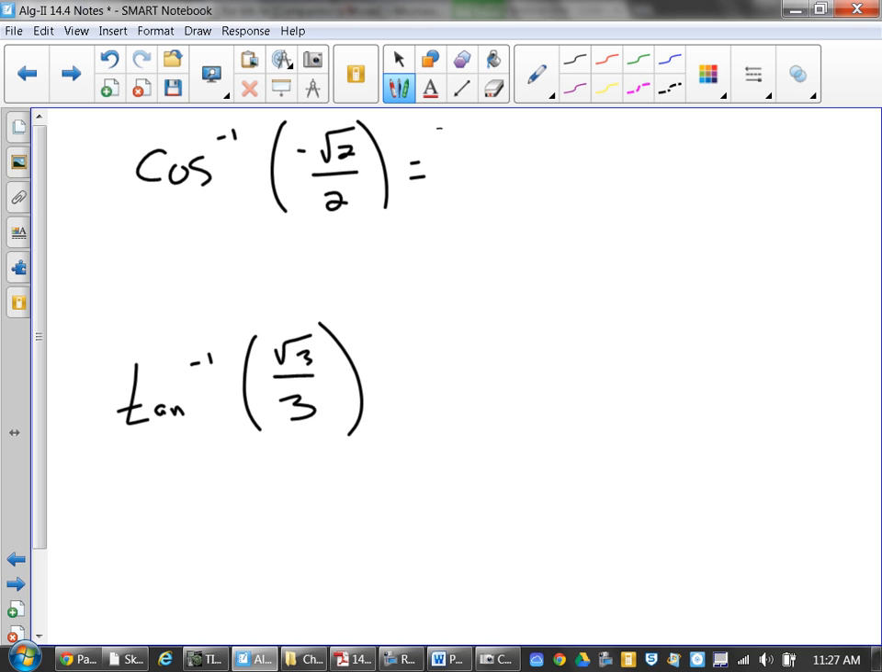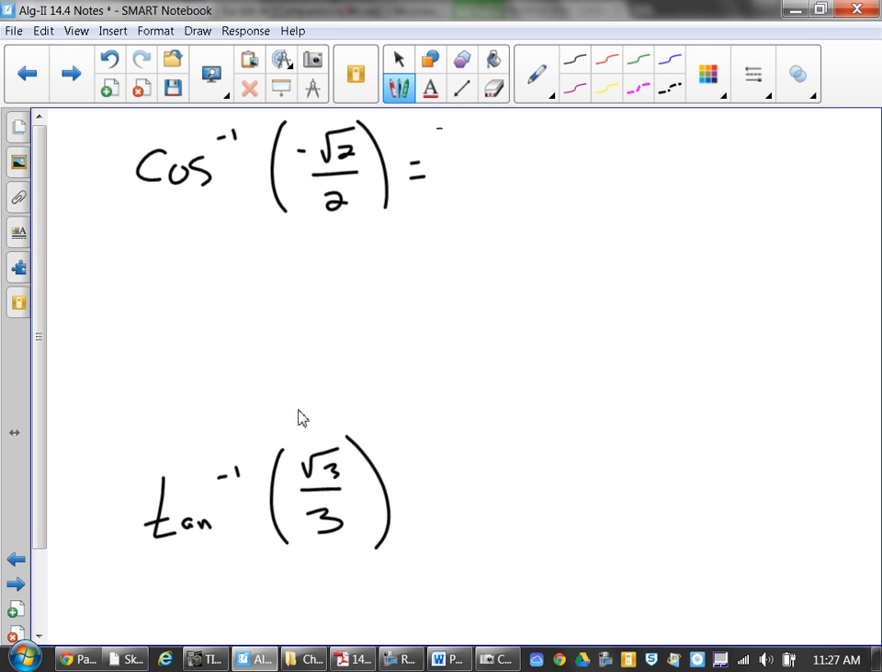Review again. If I wanted to figure out what is the angle that has a cosine value of negative root 2 over 2, it's got to be a 45 because there's a root 2 in there. And we know that cosine values are found between here and here. It's a 45 because we have 1, 1, and a root 2. And the x value happens to be negative. We okay on that? Got it.